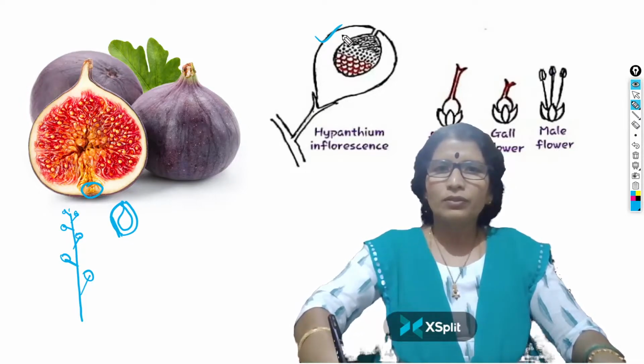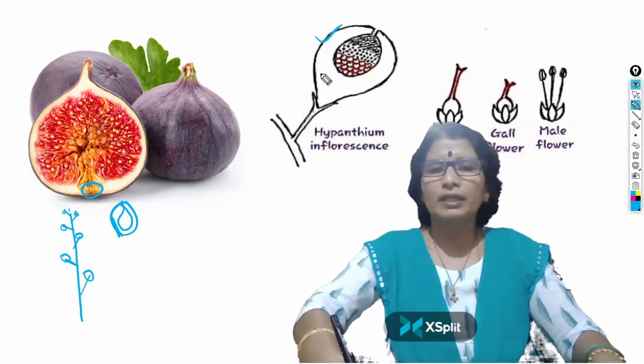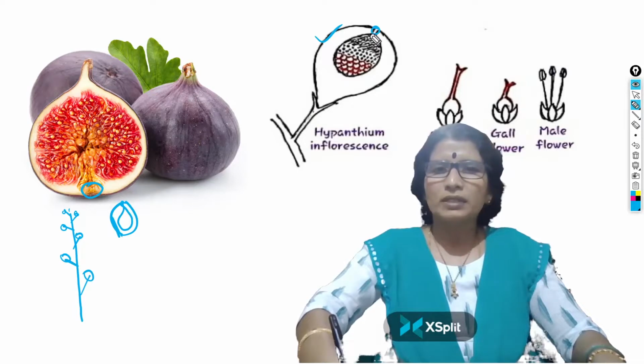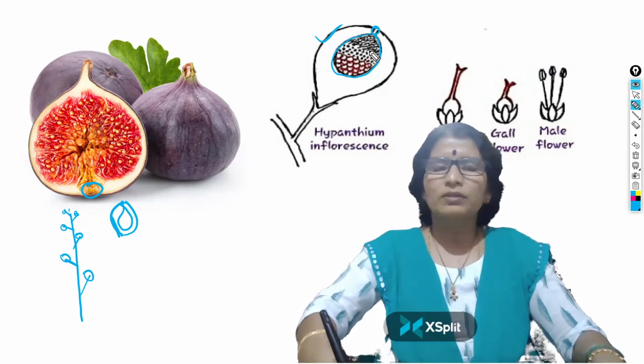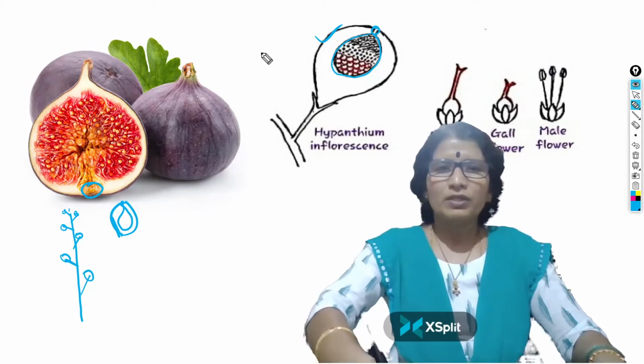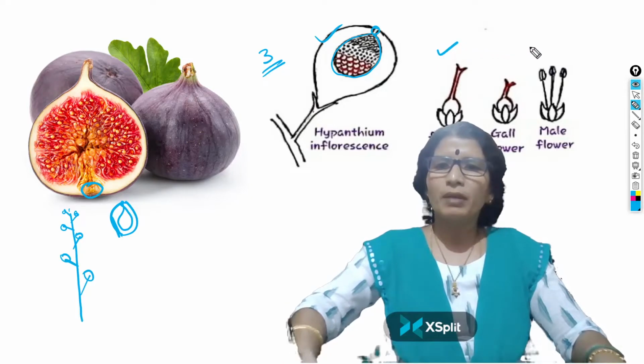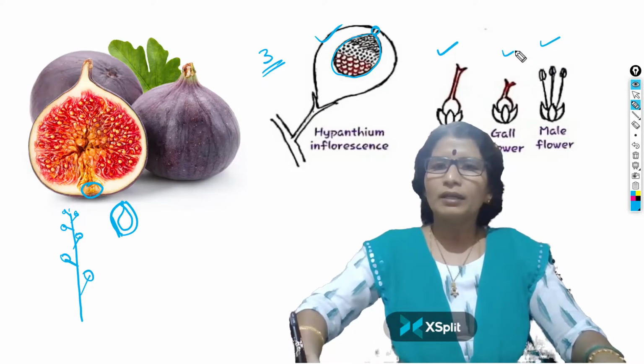So this is the complete inflorescence axis, which is condensed and forms a fleshy, deep cup-like structure and has a small apical pore. This inflorescence axis has a small cavity inside. Inside the cavity, 3 types of flowers are present. Here the flowers are unisexual. That means female flowers, male flowers and gall flowers.